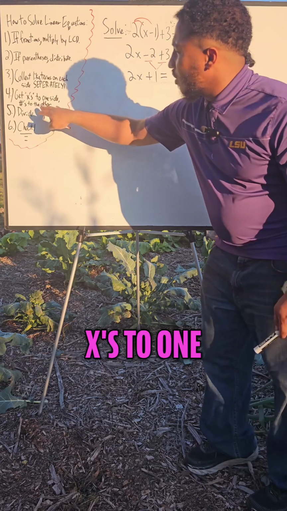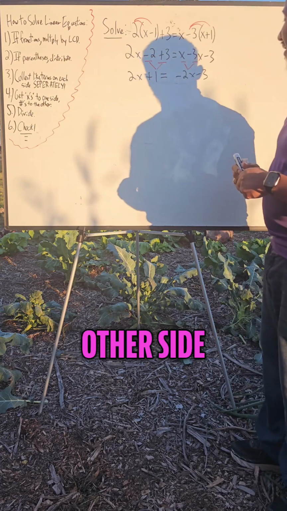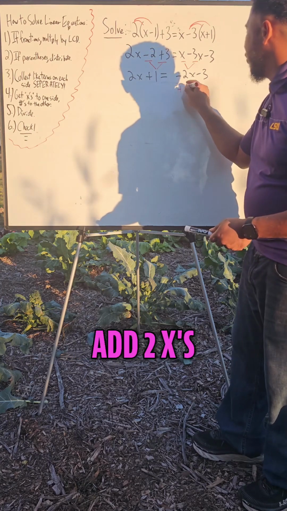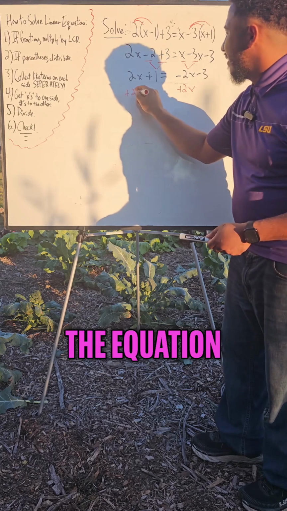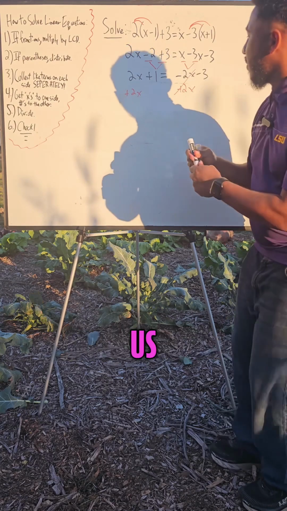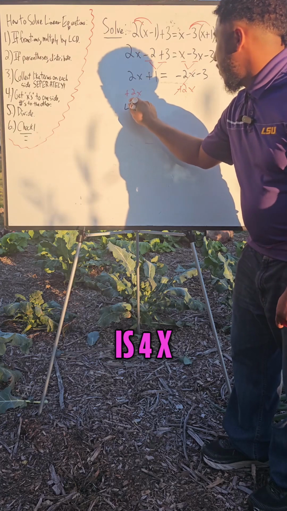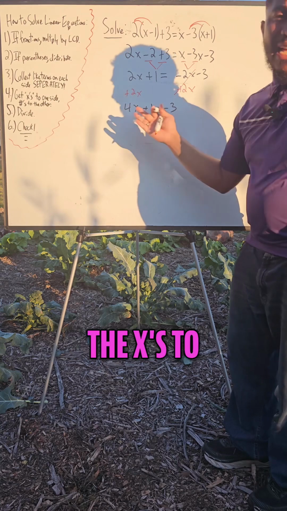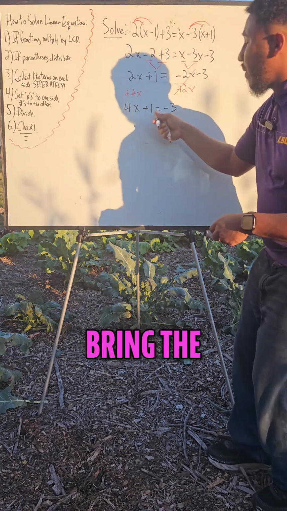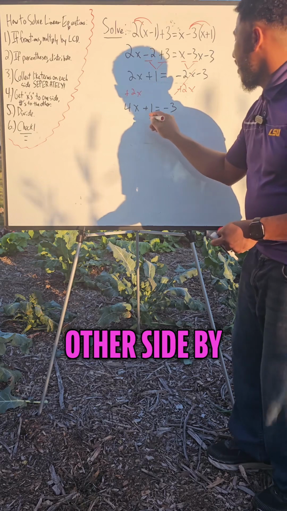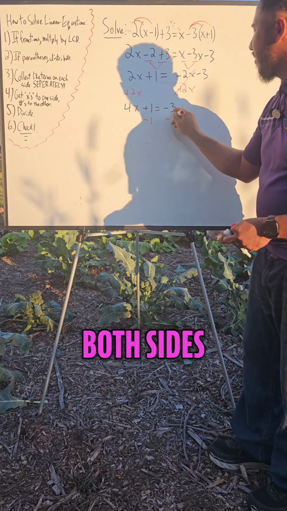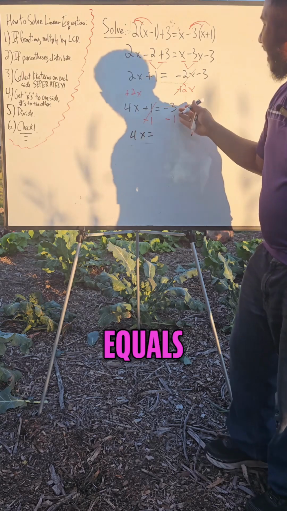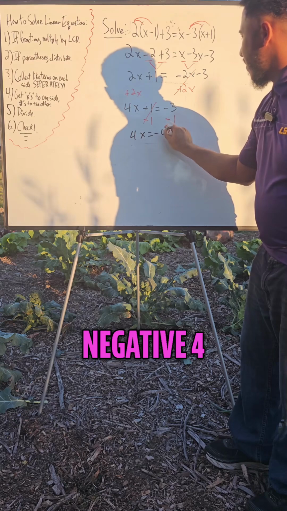Step 4 says get x's to one side, the numbers to the other side. Meaning, okay, I need to bring all the x's, say I want to bring them to the left. We would add 2x to both sides of the equation. So that gives us on the left side, 2x plus 2x is 4x plus 1 equals negative 3. So I brought all the x's to the left side. Now we'll bring the constants, or the numbers, to the other side. If it's a plus 1, we subtract 1 from both sides, which gives us 4x equals negative 3 minus 1, negative 4.